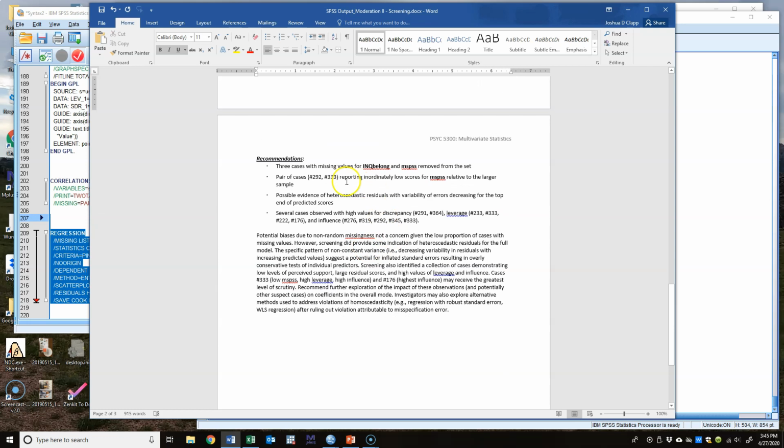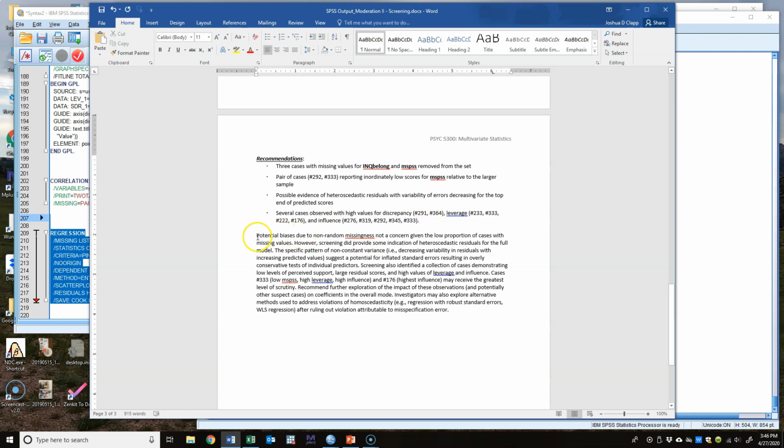So in terms of recommendations for this set, 3 cases with high values for missing values for INQ, belongingness, and MSPSS. Some potential extreme values on my outcome variable, evidence of heteroscedastic residuals, maybe, and then high values for discrepancy, leverage, and influence that came up.